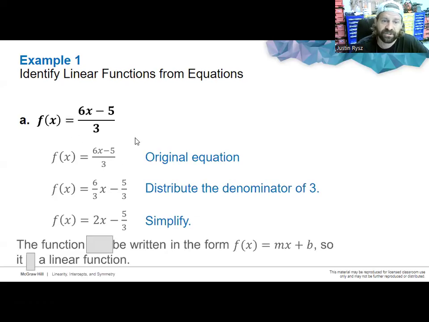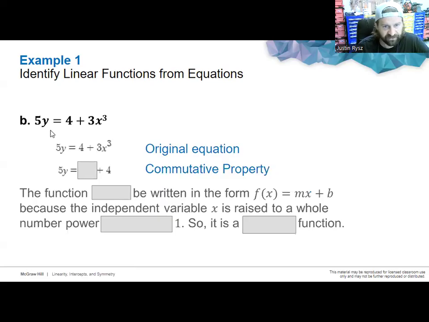All right, so with this first equation here, if you're going to try to get the f of x by itself, what you would do is divide the denominator into both terms. So we divide both of those by 3. We get 6/3 x minus 5/3. 6 divided by 3 is 2x, and 5/3 doesn't simplify at all. So this function can be written in the form of mx plus b, where m is 2 and b is -5/3. So it is a linear function.